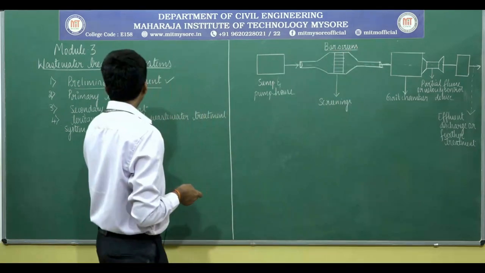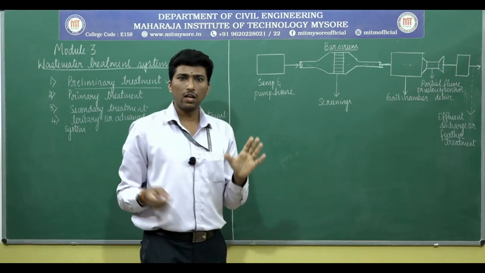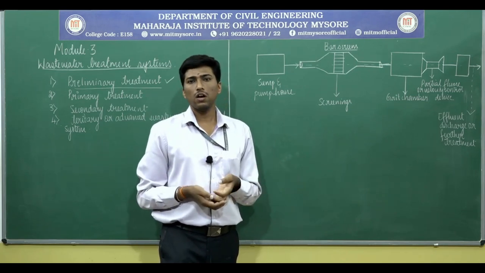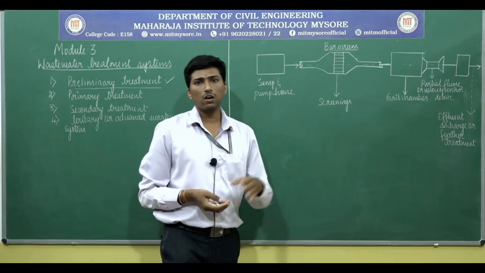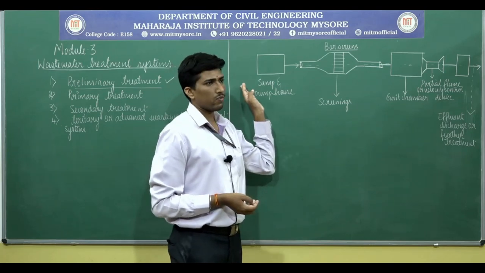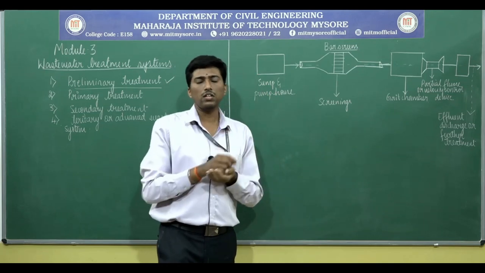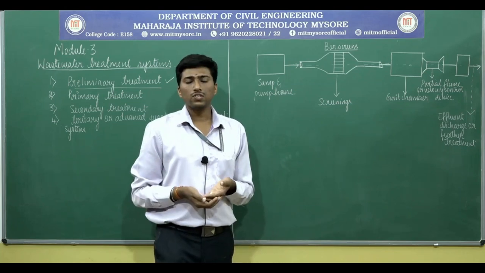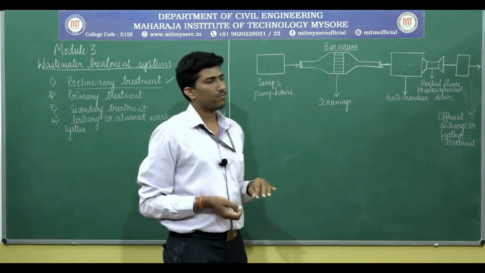Here, in the case of preliminary treatment, normally the wastewater collected from the various houses emerges into the trunk sewer or the main sewer, and it releases to the outfall sewer, at the end of the discharge. From the outfall sewer, a sump or the pumping unit is installed there for the collection of the wastewater and to pass it on to the next set of systems.